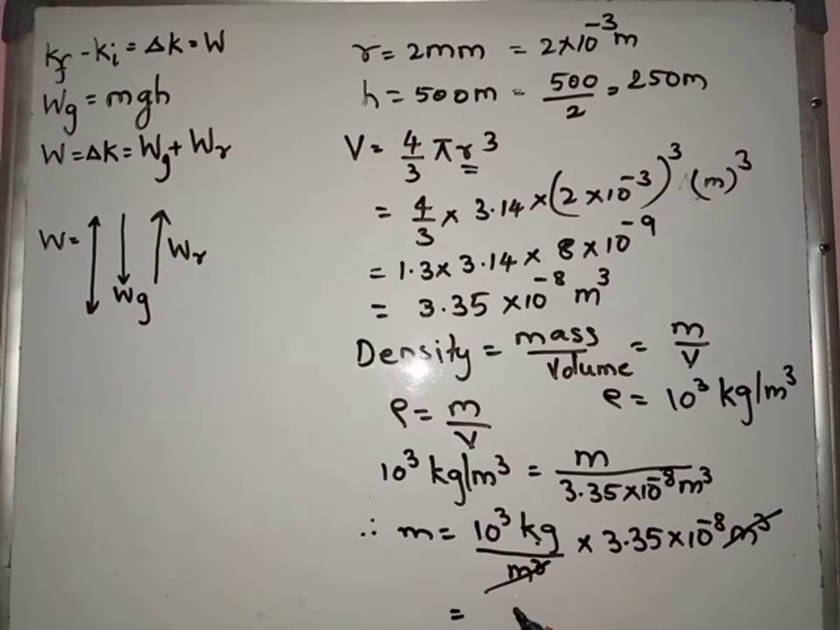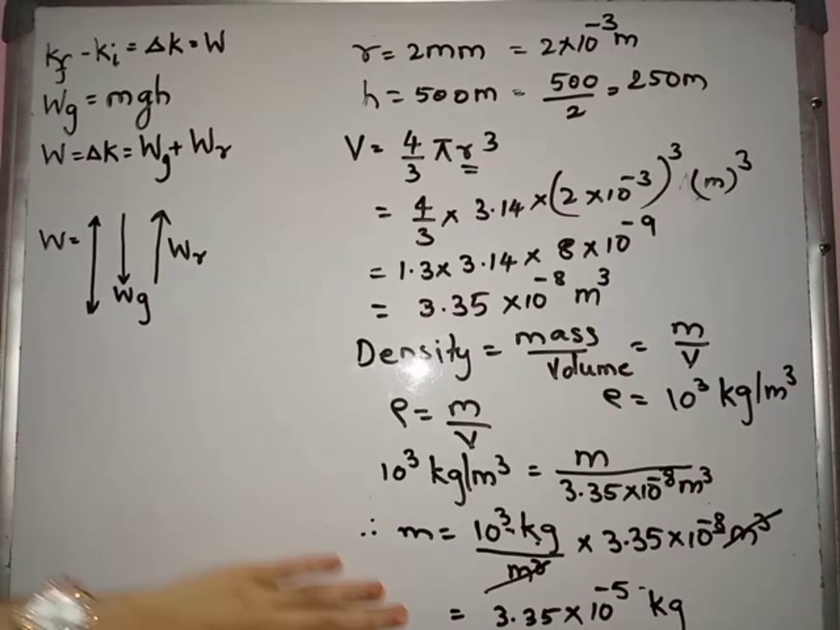That will be 3.35 into 10 to the power minus 8 plus 3. It will become minus 5. What is our unit? Kg. So we have got mass 3.35 into 10 to the power minus 5 kg.